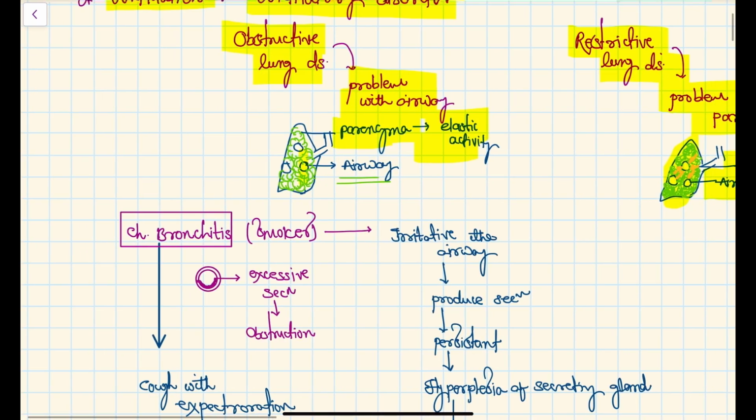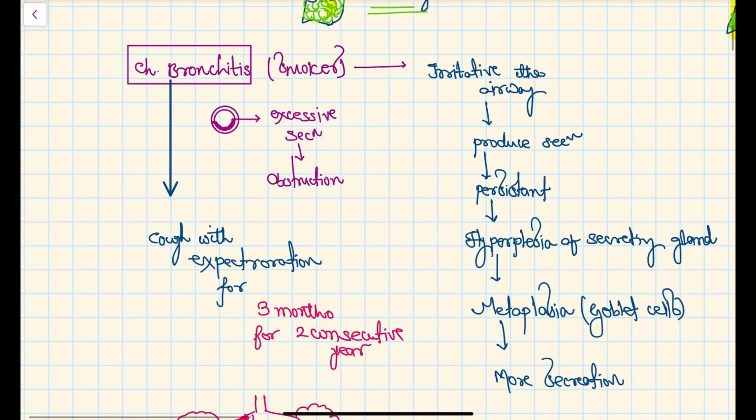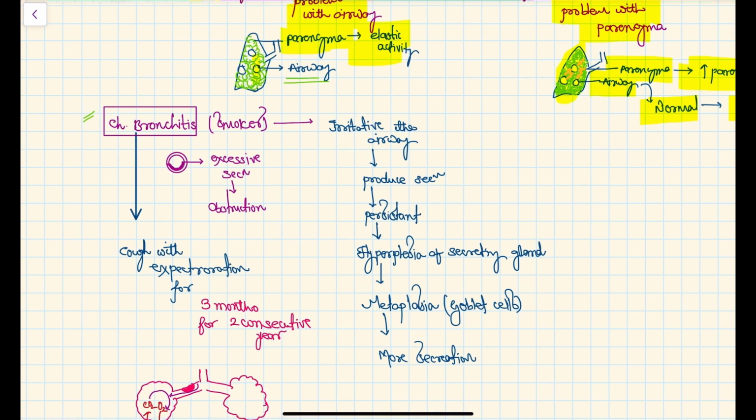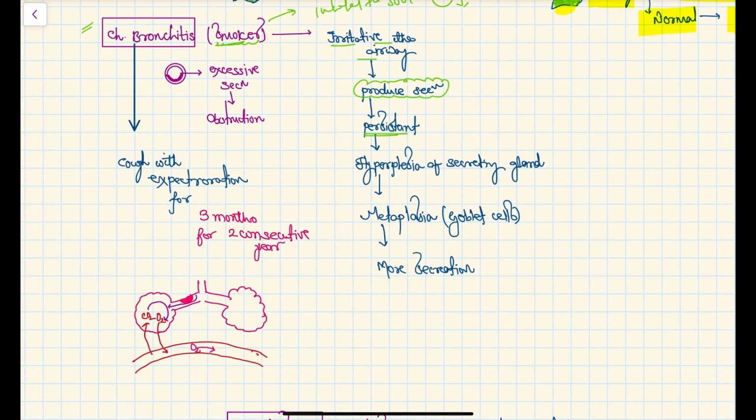Before understanding the obstructive diseases, we will briefly go over some obstructive diseases like chronic bronchitis and emphysema. Chronic bronchitis occurs in chronic smokers. What happens? The smoker inhales soot particles, which contain carbon, which is irritative to the airway. So it irritates the airway and produces secretions in response. The secretion is persistent, which causes blockage of the airway.